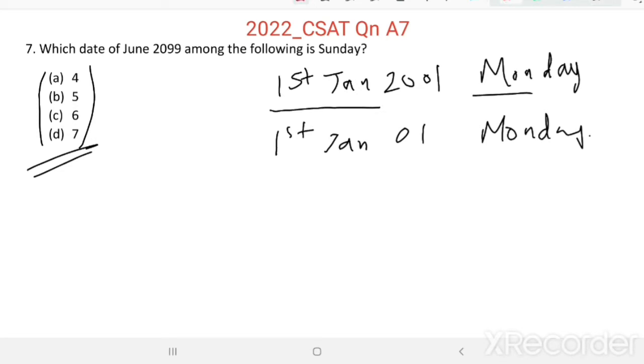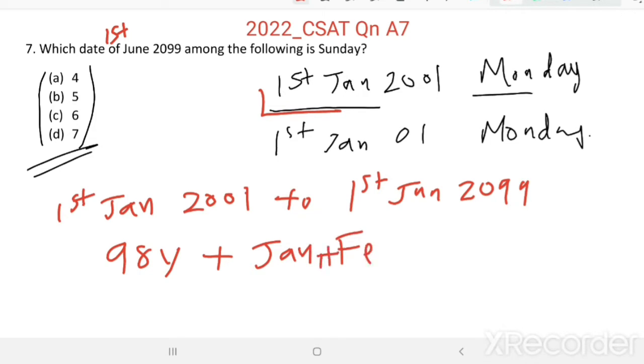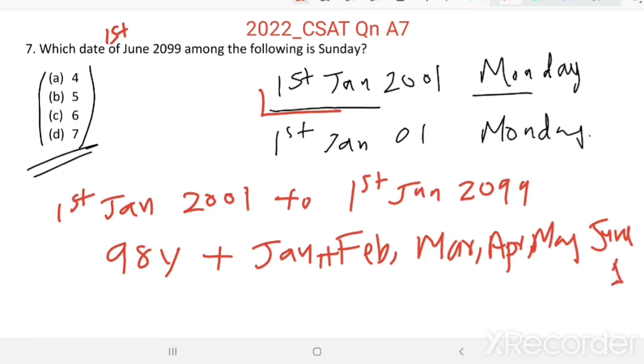Then 1st January 2001, keeping this as a benchmark, we can find 1st June 2099. So from 1st January 2001 to 1st January 2099, there are 98 years. Then in 2099 we have to consider January, February, March, April, May, June. So here we want to find June 1st. Once you find June 1st, then you can find which among the following is a Sunday.